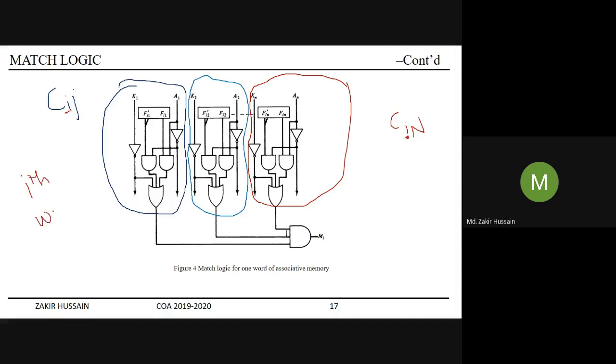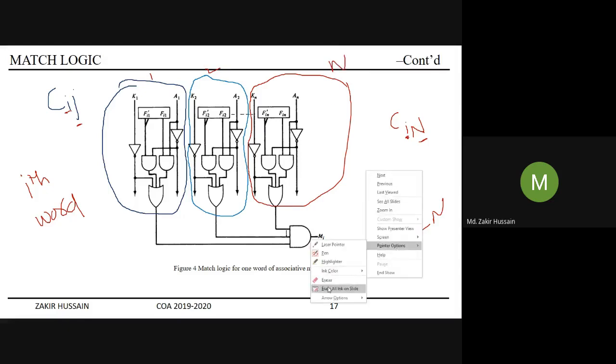It is the ith word. Every word has N bits, from J equals 1 to N. So this is the first cell, second cell, like that, up to the Nth cell. Now let us talk about this bit.